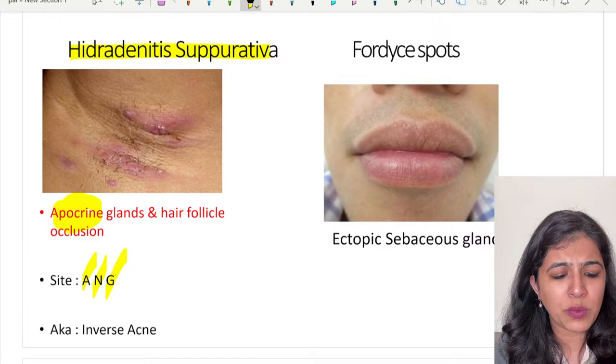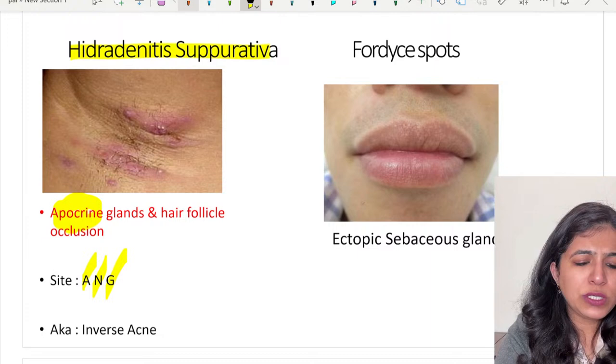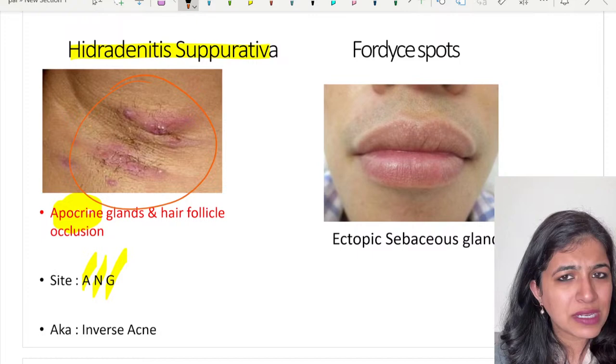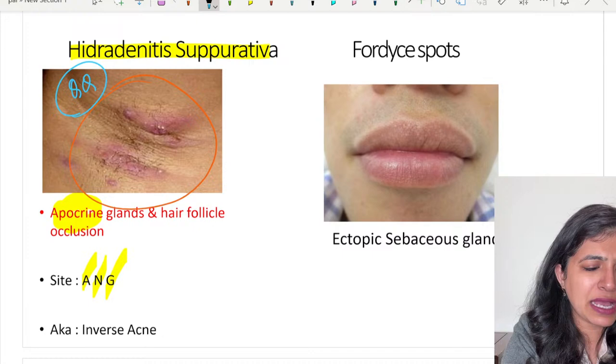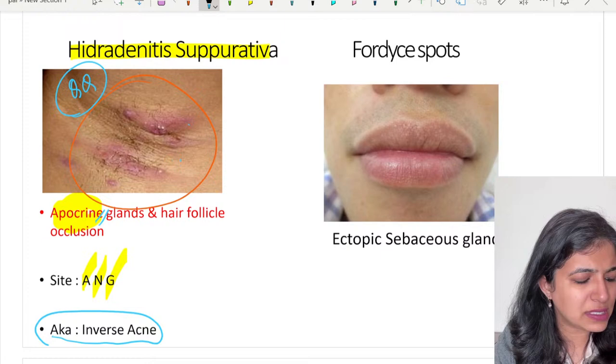So the question will say that the disease is present in a 19 or a 20 or maybe a 30-40 year old person. This is an image which will have multiple nodules, abscesses, sinuses, scarring in the axillary area. This is a very important image that you can get in the exam. And HS is also called inverse acne. Most important to remember, association with the apocrine gland and an image of the axilla where these sinuses and abscesses will be seen.